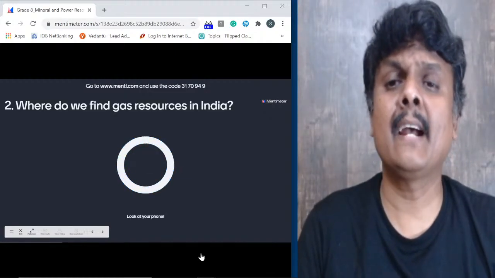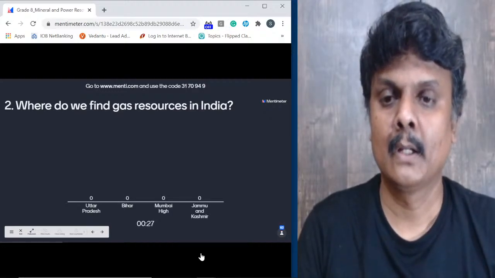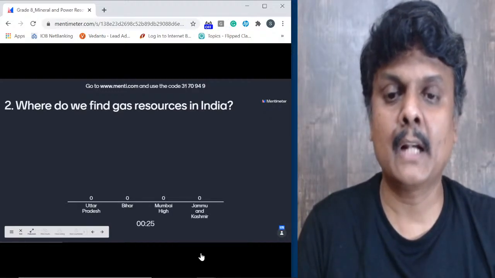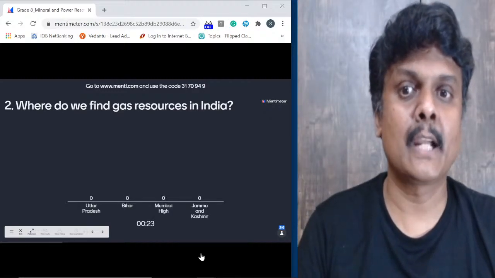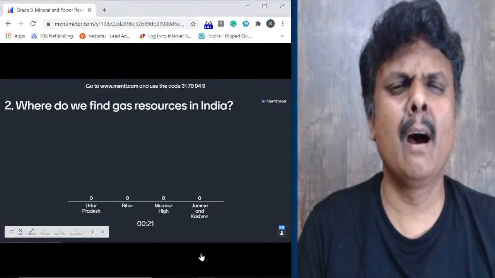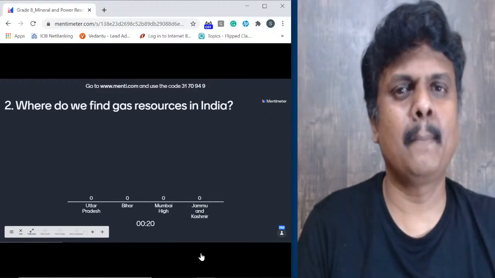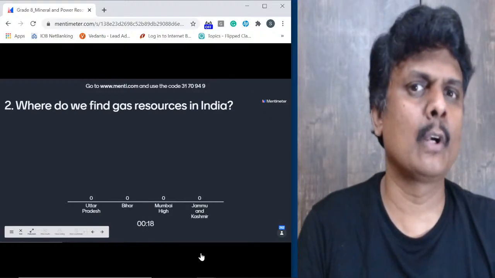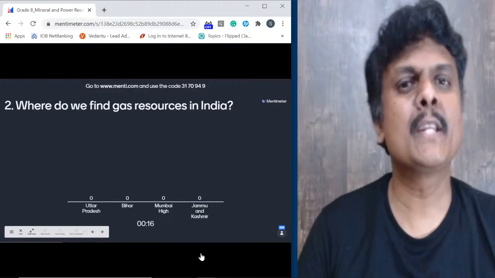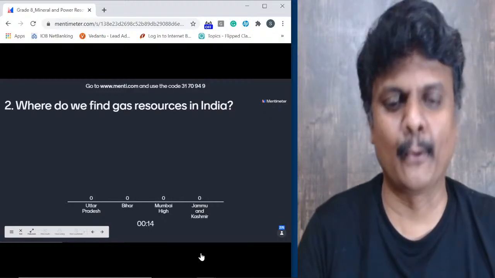Where do we find gas resources in India? Uttar Pradesh, Bihar, Mumbai High, Jammu and Kashmir. Guys, I clearly told this. There is one place where both gas as well as petrol deposits are found. Which place is that? One among these 4.